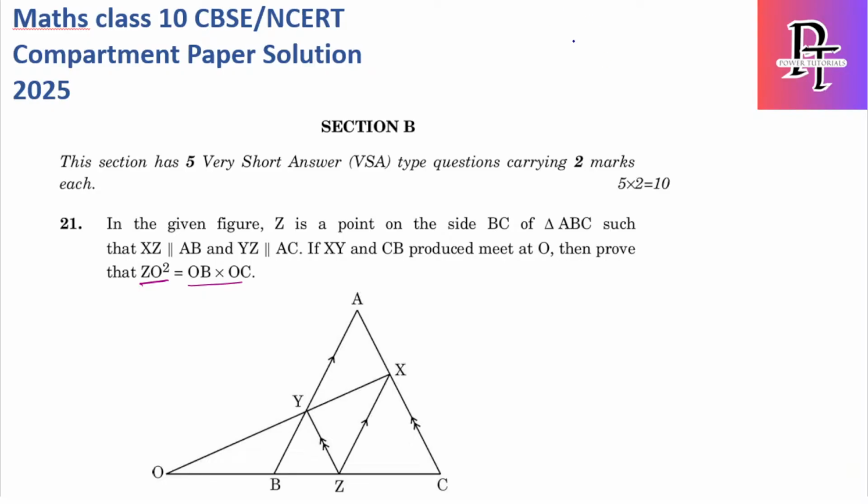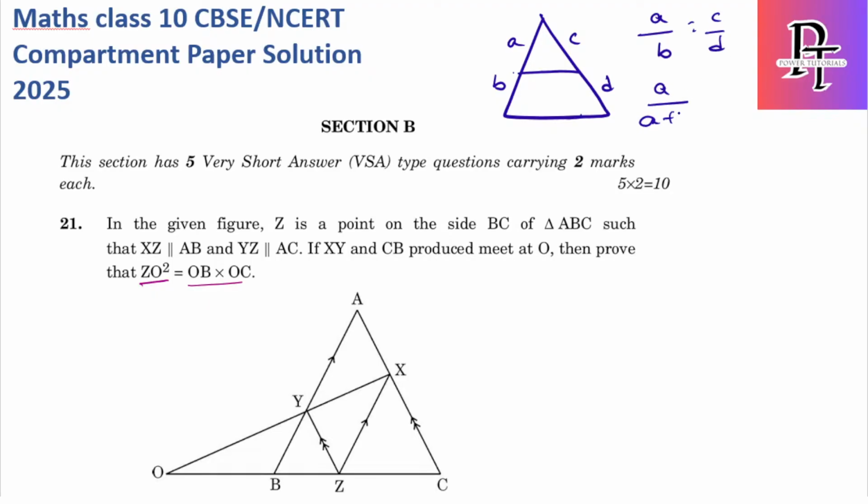Okay, so what the BPT theorem states is, if we have a triangle like this, and if a line is drawn parallel to one side of the triangle, then it divides the other two sides in the same ratio. If I say this is A, this is B, and this is C and this is D, in the same ratio, in the sense A by B is equal to C by D, or I can simply say A by A plus B is equal to C by C plus D.